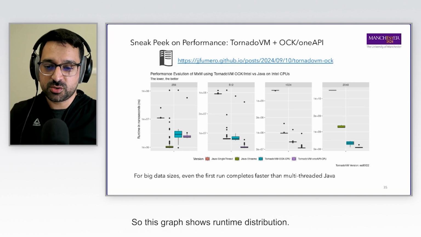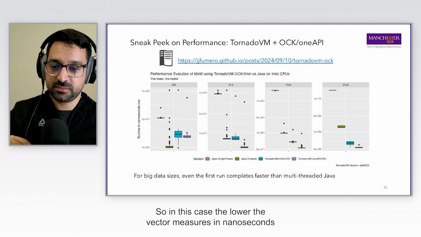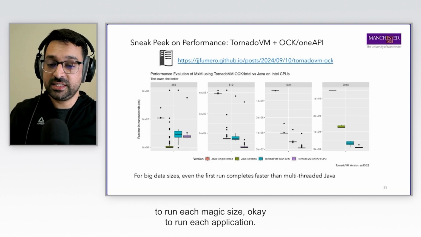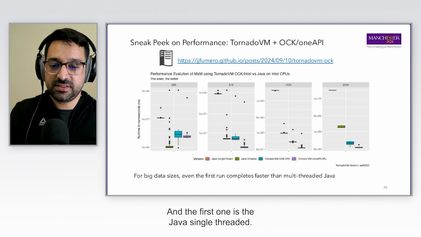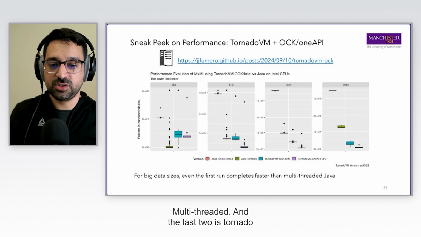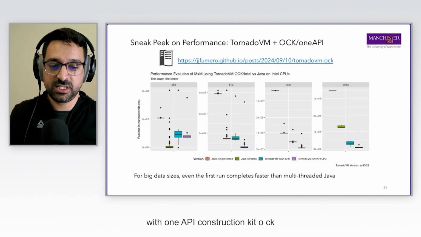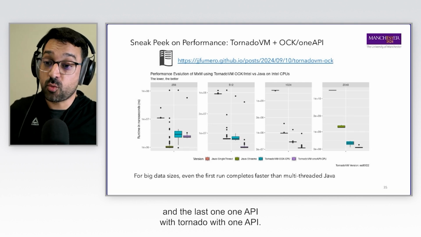So this graph shows the runtime distribution. In this case, the lower the better, measured in nanoseconds, to run each matrix size, to run each application. The first one is the Java single-threaded. The second, the green one, is Java with parallel streams. Okay, it's multi-threaded. And the last two are Tornado with the oneAPI Construction Kit, OCK, and Tornado with oneAPI.